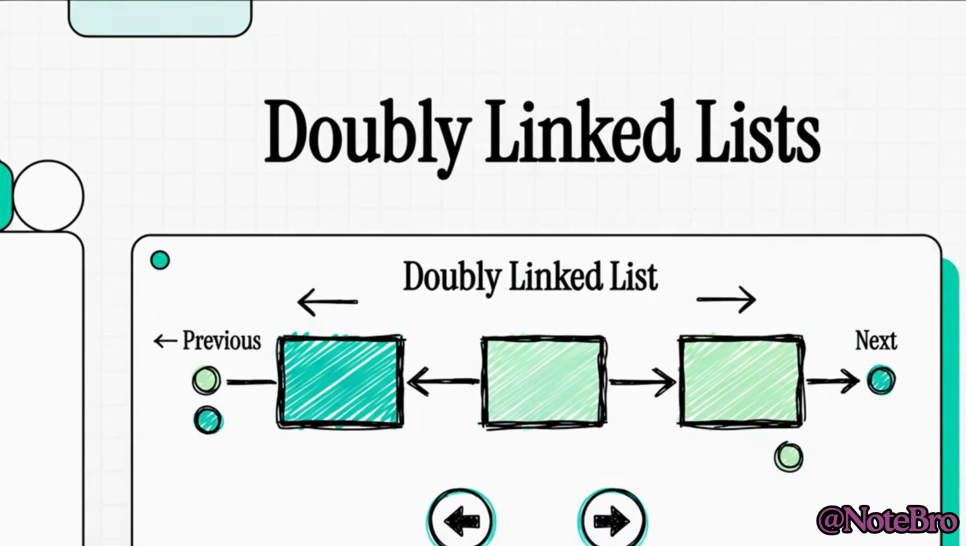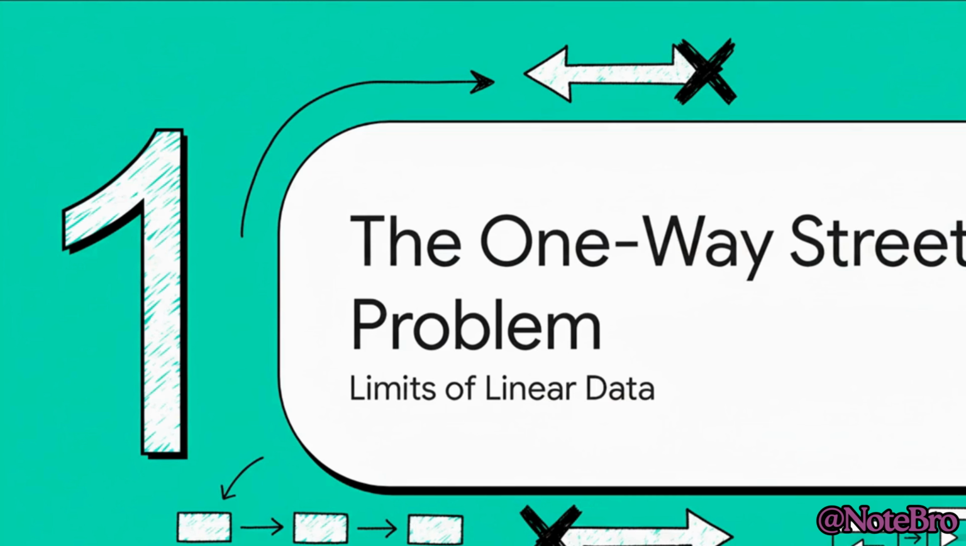Today, we're going to demystify one of the most flexible data structures out there, the doubly linked list. Look, if you've ever felt like your data was kind of stuck on a one-way street, well, you are in for a serious treat. So first up, let's set the stage. Let's talk about the problem we're trying to solve.